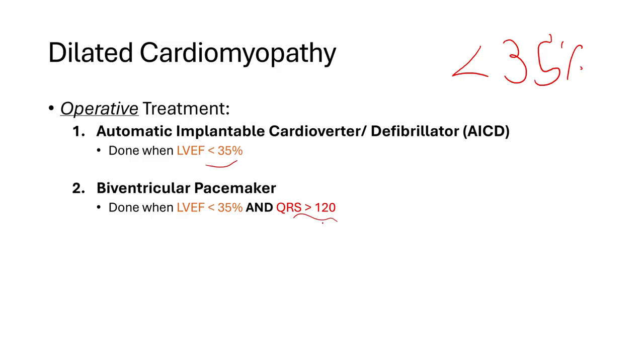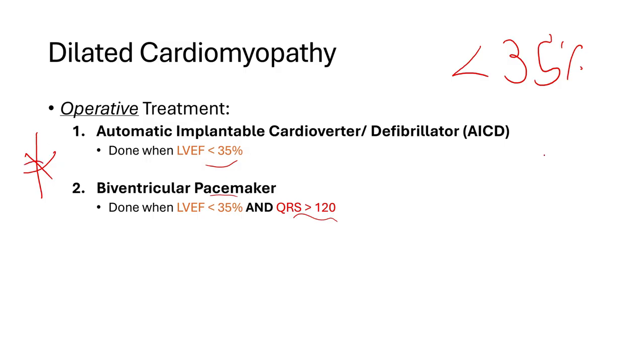The ventricles are not aligned properly. They are not contracting appropriately. So we need to sync them up again. How do we sync this up? We always add in a pacemaker. Pacemaker synchronizes the cardiac cycle. We do that biventricularly.